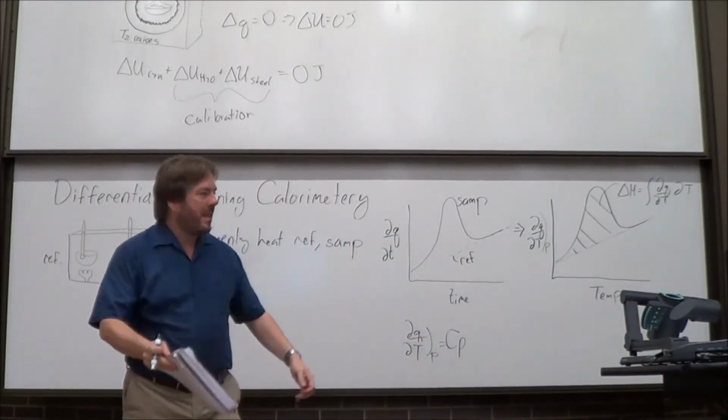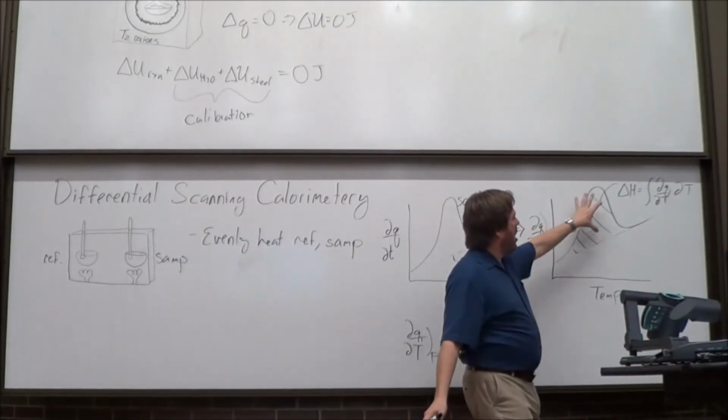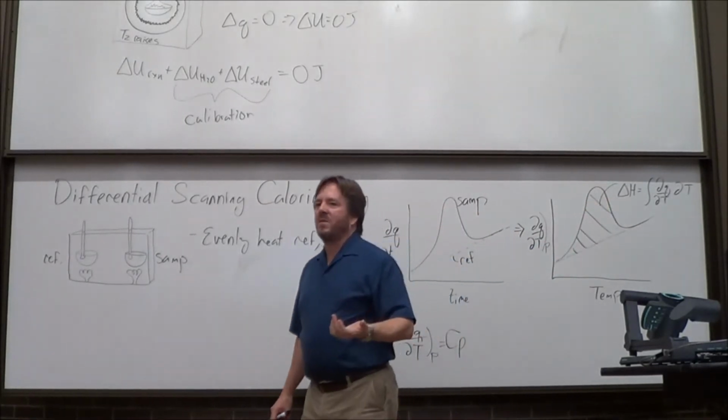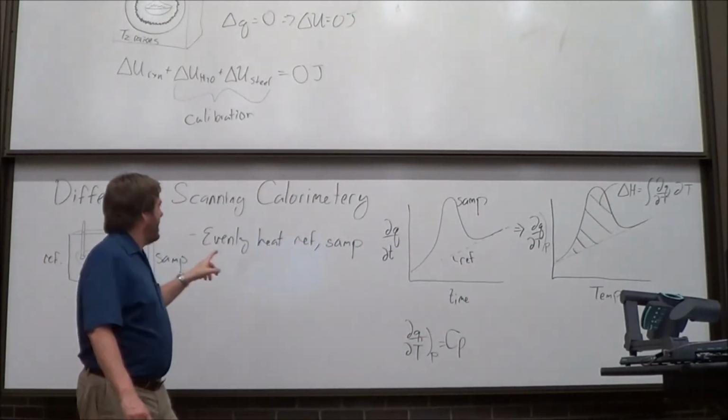The question is, why is this happening? What is causing the sample to be above the reference to begin with? Let's just say this was a neat protein.